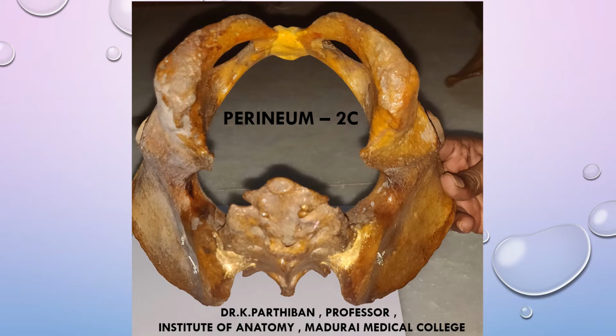Before seeing this presentation, go to the previous presentation, that is perineum 2B. Read the different layers of the urogenital triangle, then come back and see this presentation. You can appreciate very well all the points.